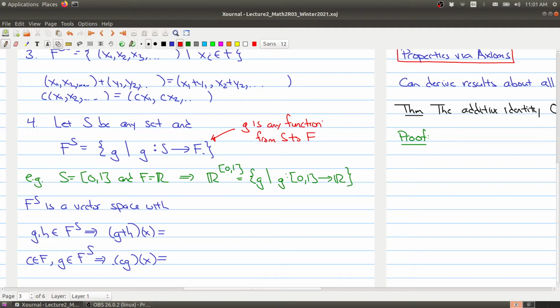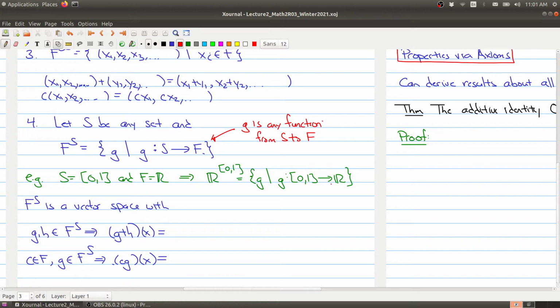To make this concrete, as an example, let's say we take S to be the closed interval from 0 to 1, so these are all the real numbers from 0 to 1, and we take F as the real numbers. Then R raised to the power of this set S is all the functions g that go from 0 to 1 to R.